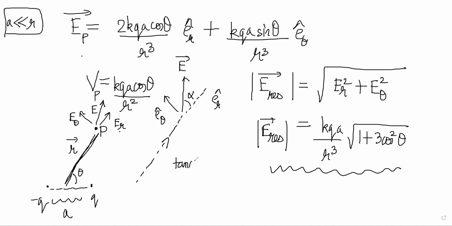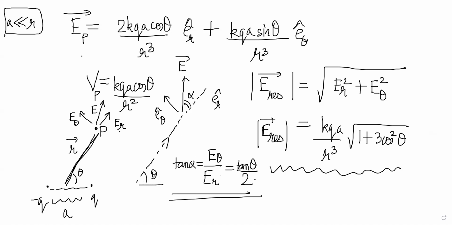You can say tan alpha is equal to E theta by ER. And when you do E theta by ER, you'll get tan theta by 2, right? So the angle alpha here is such that tan alpha is equal to tan theta by 2, right?